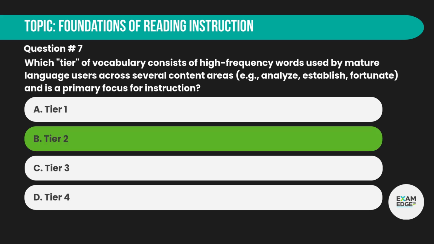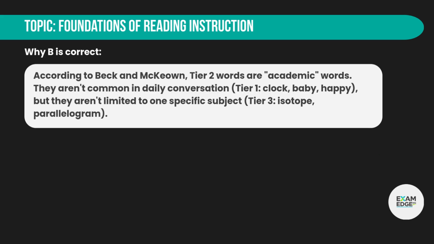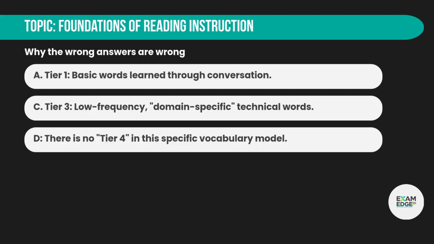Correct answer: B. Tier 2. Why B is correct? According to Beck and McKeown, Tier 2 words are academic words. They aren't common in daily conversation. Tier 1: clock, baby, happy, but they aren't limited to one specific subject. Tier 3: isotope, parallelogram. Why the wrong answers are wrong?